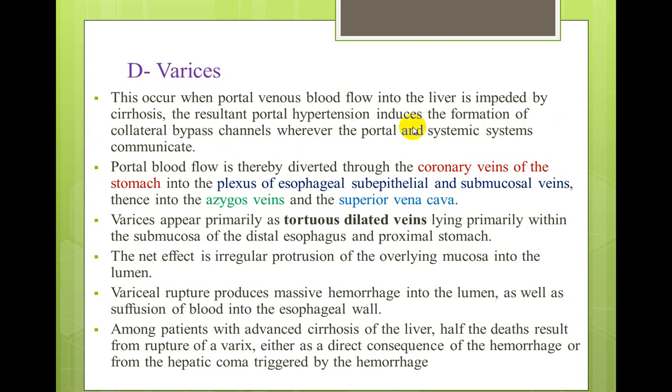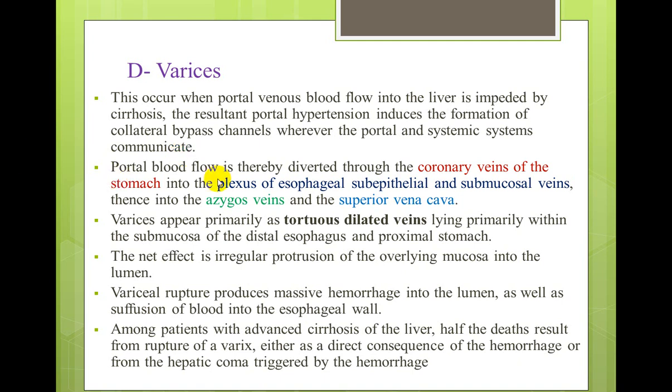Why do these bypass channels form? Because there are common sites where the portal and systemic circulation communicate. So collateral circulation will be activated, sharing between the portal and systemic circulation, to return the blood into the heart. Instead of the inferior vena cava, it will return through the superior vena cava.